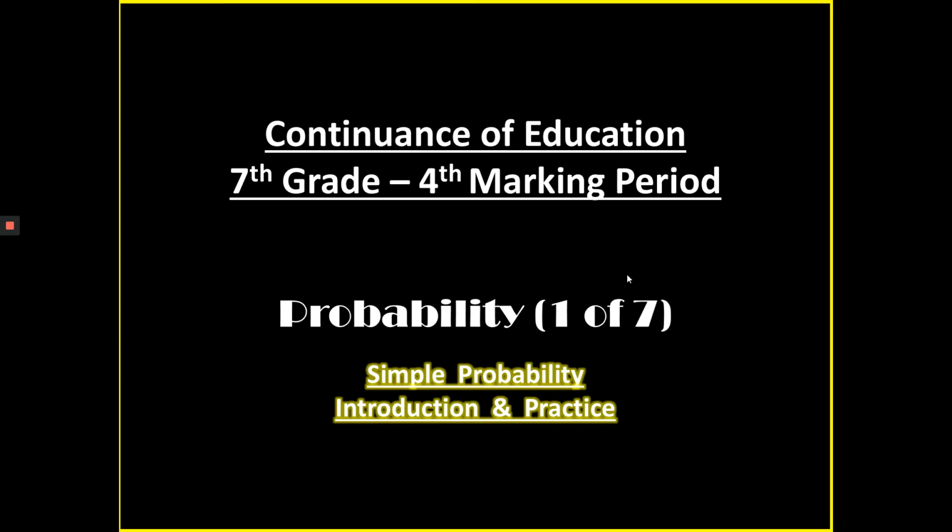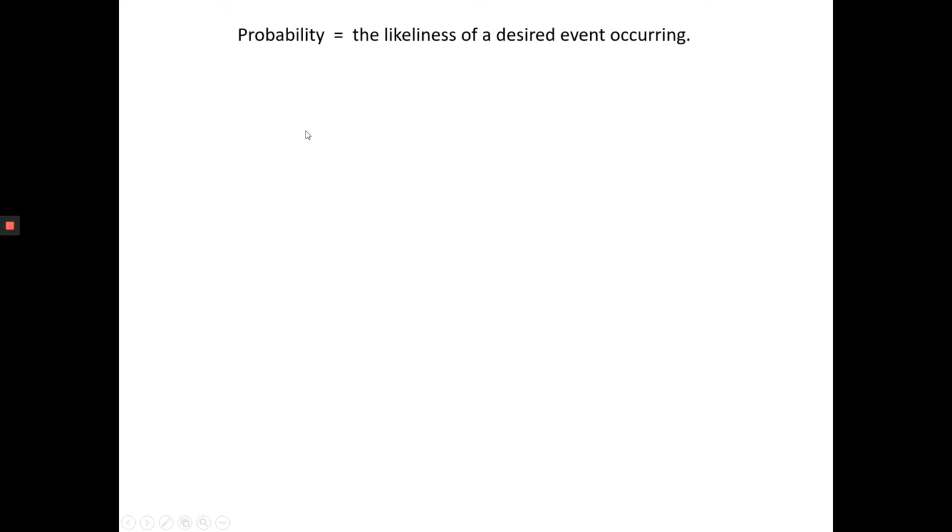Alright, so the first topic that we're going to take a look at now that we're back from spring break is probability. We're only going to take a look at this. Like if you look at this one right here, probability 1 of 7 means there's going to be 7 things for us to do, the last one being the assessment. So the first thing that we're going to do is take a look at simple probability. We're going to introduce a few different probabilities that you guys are going to look at and then practice with.